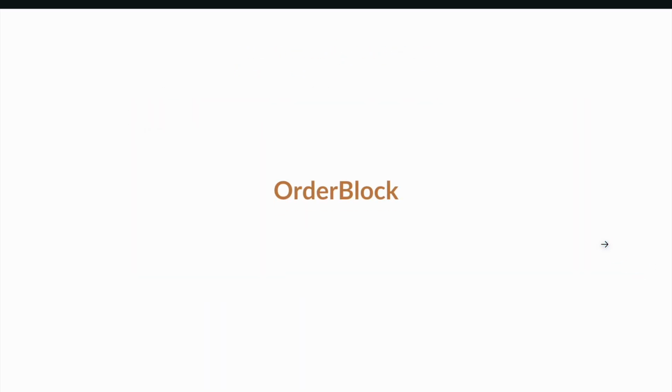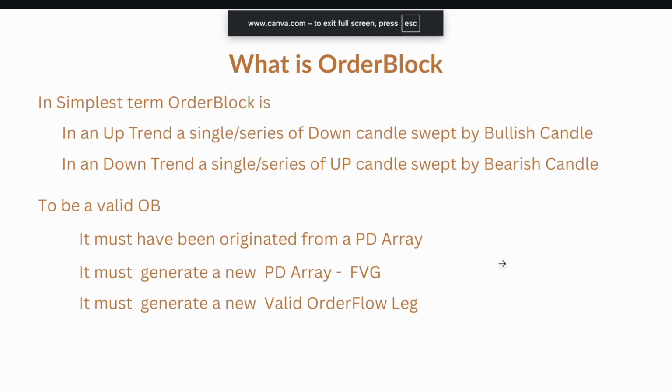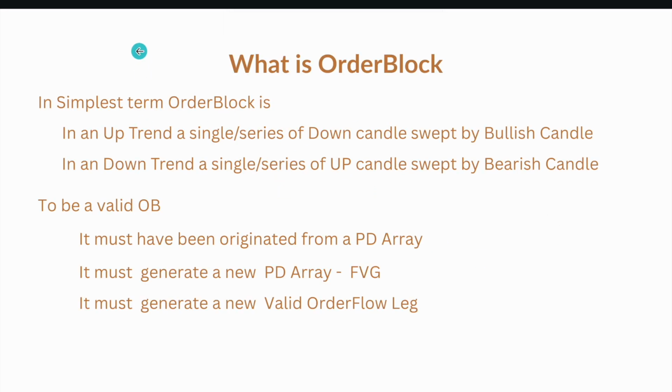So let's understand what order blocks are. What is an order block? In the simplest form, the definition is: in an uptrend, a single or a series of down candles swept by a bullish candle, or in a downtrend, a single or sequence of up candles swept by a bearish candle, is an order block. To be a valid order block, it must originate from a PD array. It also must generate a new PD array, like a fair value gap.